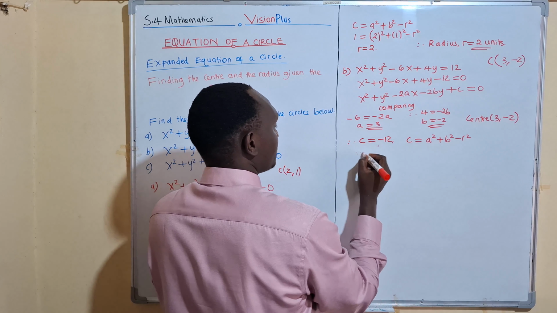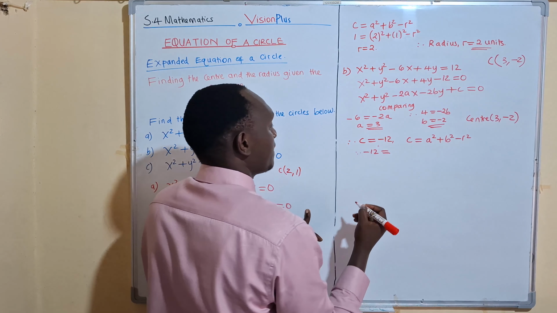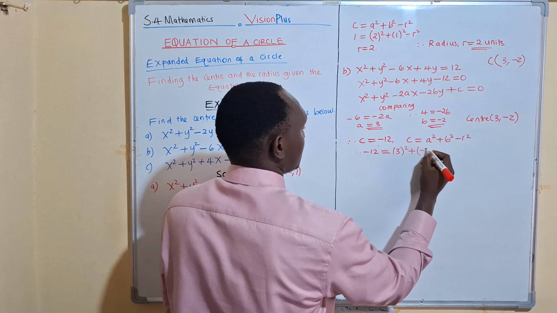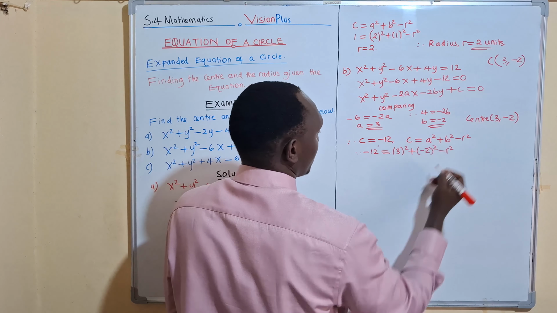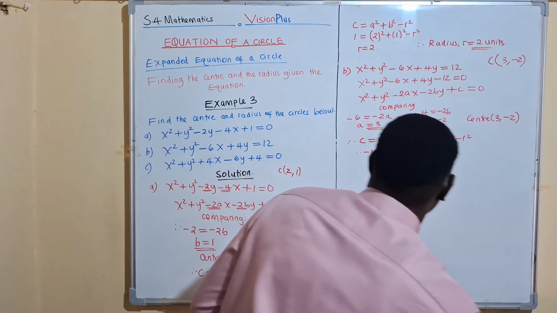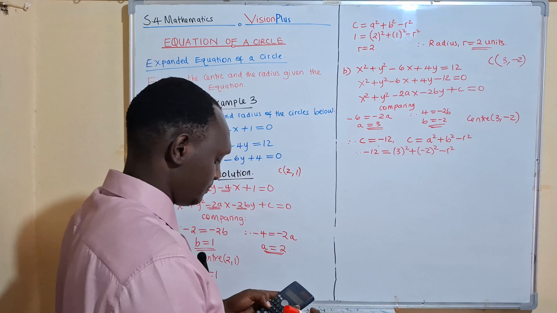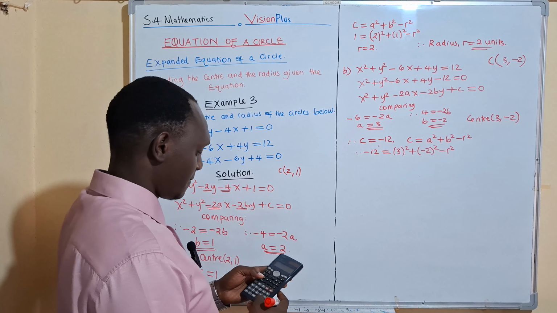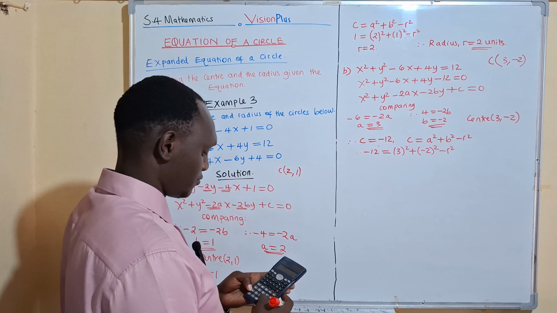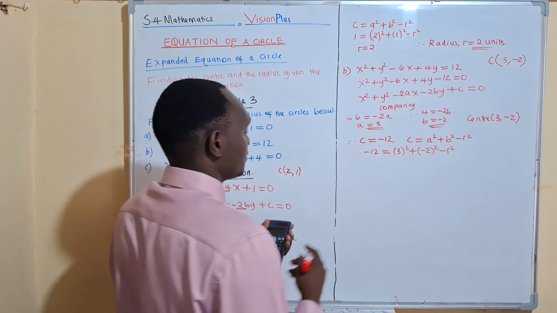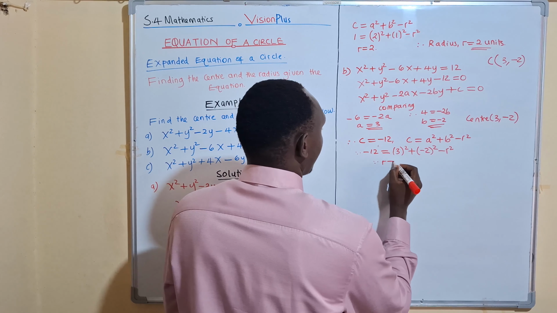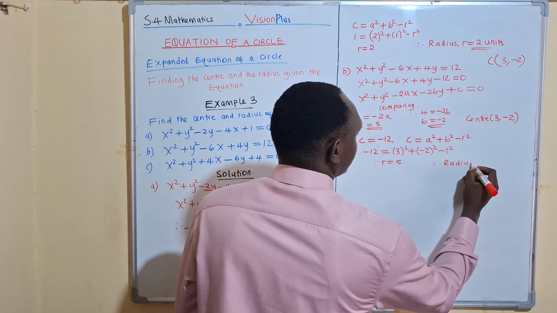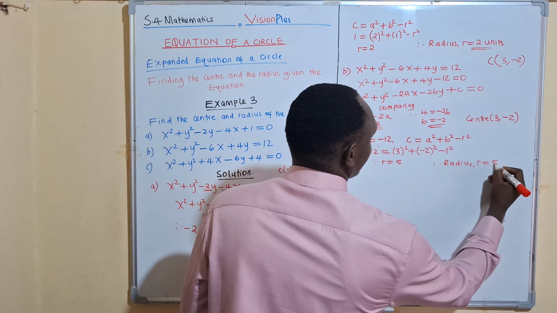So c is negative 12 equals, what is a? a is 3 squared plus, what is b? Negative 2 squared minus r squared. Then you press the calculator and get r. 3 squared plus negative 2 squared, 13 plus 12, 25. So r equals 5. Therefore the radius r is 5 units.